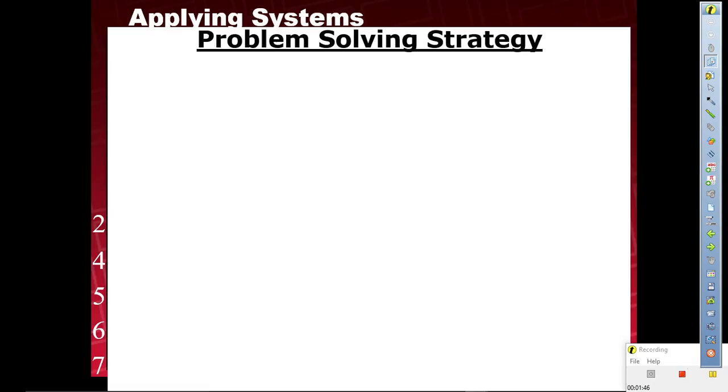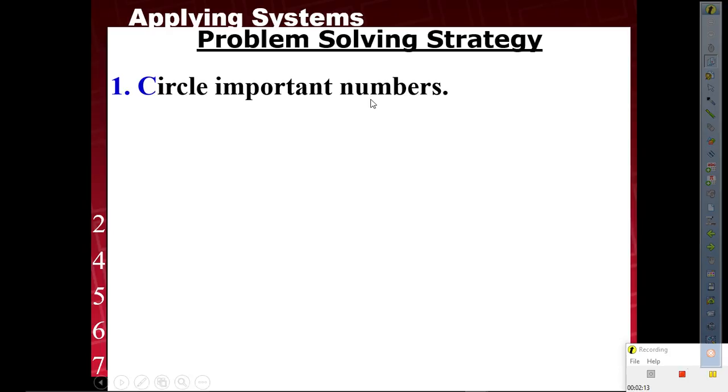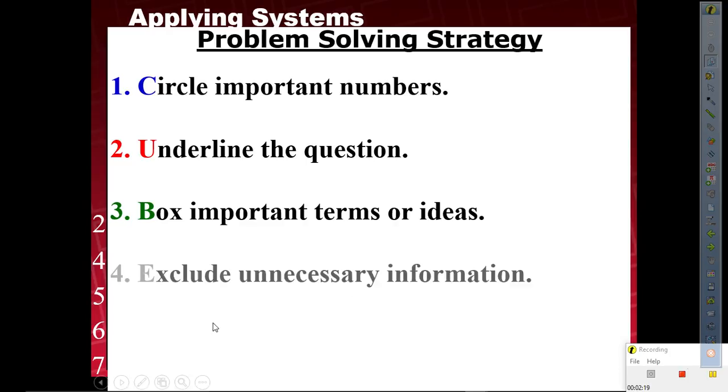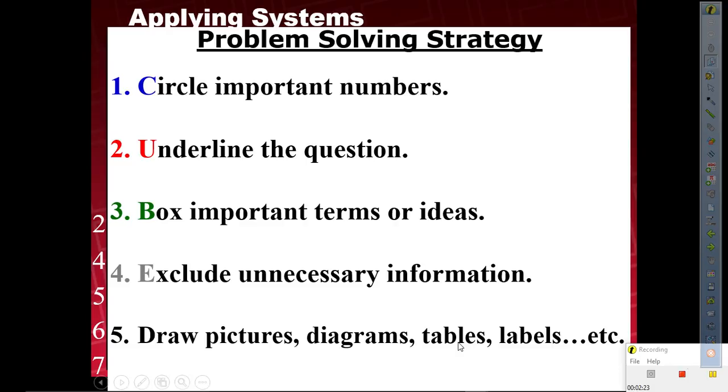Share with a neighbor the problem solving strategy that we've been using when we approach word problems in algebra. Very good. That is correct. We start with the first one, which is circle important numbers. From there, we underline the question. From there, we box important terms or ideas. Step 4, exclude unnecessary information. And at the end, we draw pictures, diagrams, tables, labels, etc.